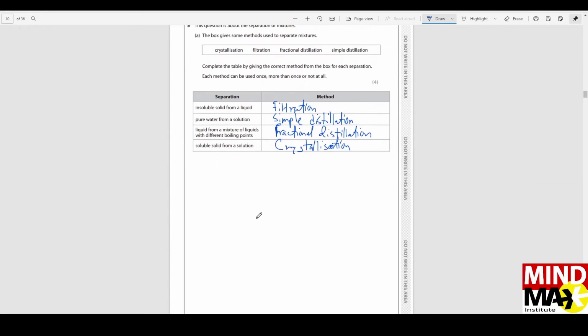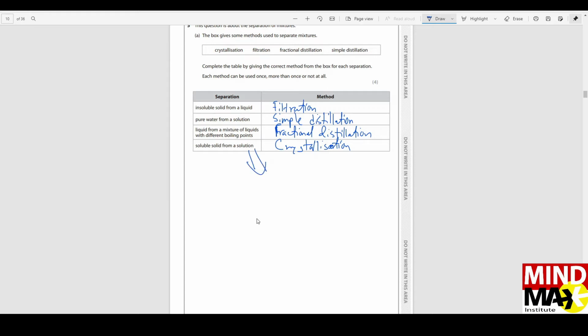Then you have to give the name of the separation processes. If you want to separate insoluble solid from a liquid, filtration. If you want to get pure water from a solution, simple distillation. If you want to get liquid from a mixture of liquids with different boiling points, fractional distillation. If you want to get a soluble solid from a solution, crystallization. So this one might get a bit tricky. The others are pretty straightforward.